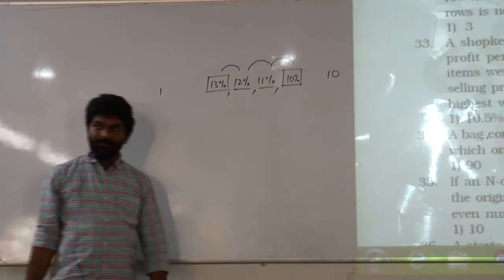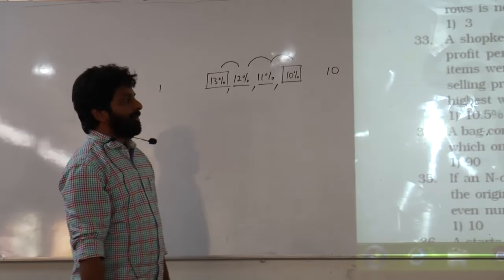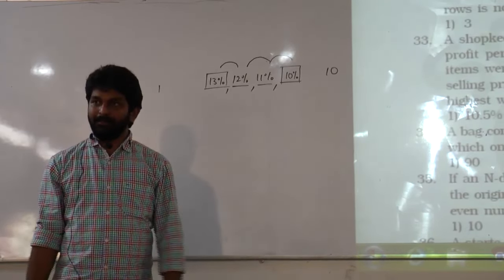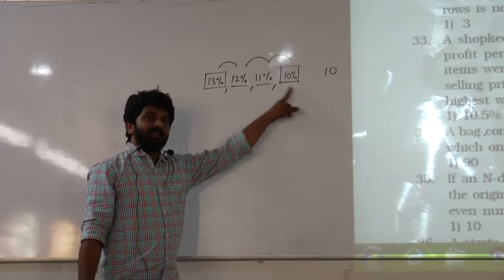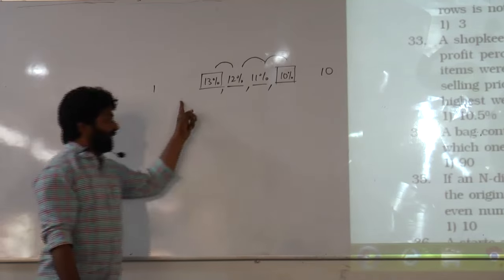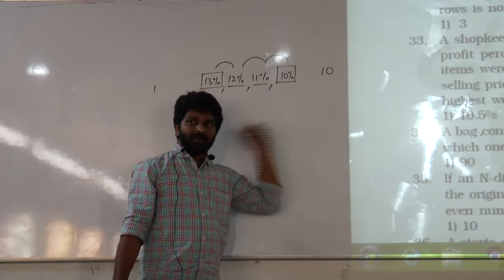Am I right? Yes or no? Right. Now what is your question? Find the profit percentage on the whole, the average profit percent. All are consecutive numbers, right? 10, 11, 12, 13. After that you will also get 14, 15, 16, and before that you will get 9, 8, 7. So all are consecutive numbers.